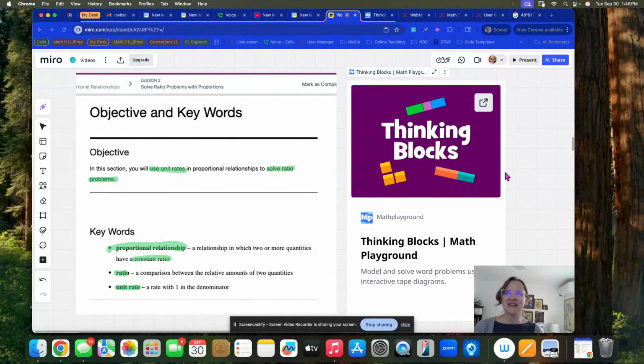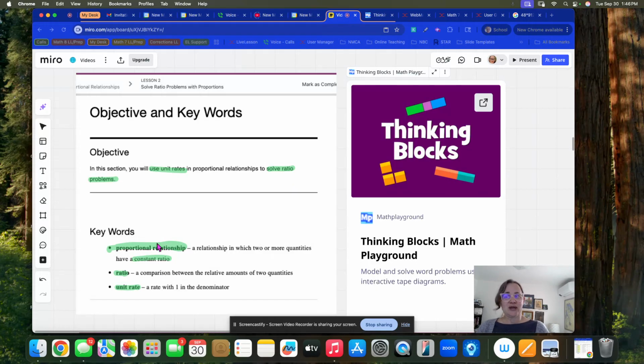Hey everybody, this is lesson 2. Our objective is we will use unit rates and proportional relationships to solve ratio problems. The word that they left out there was "word." These are going to be word problems, okay?